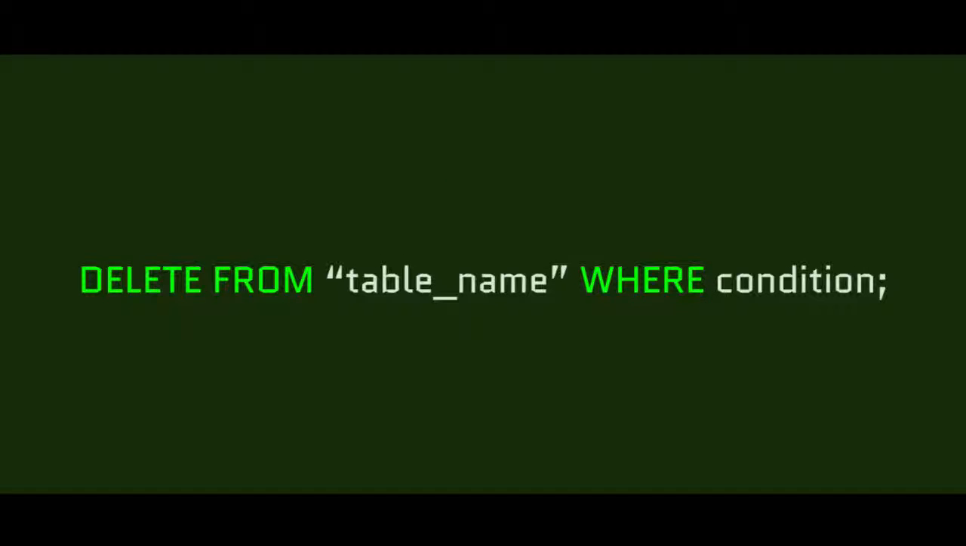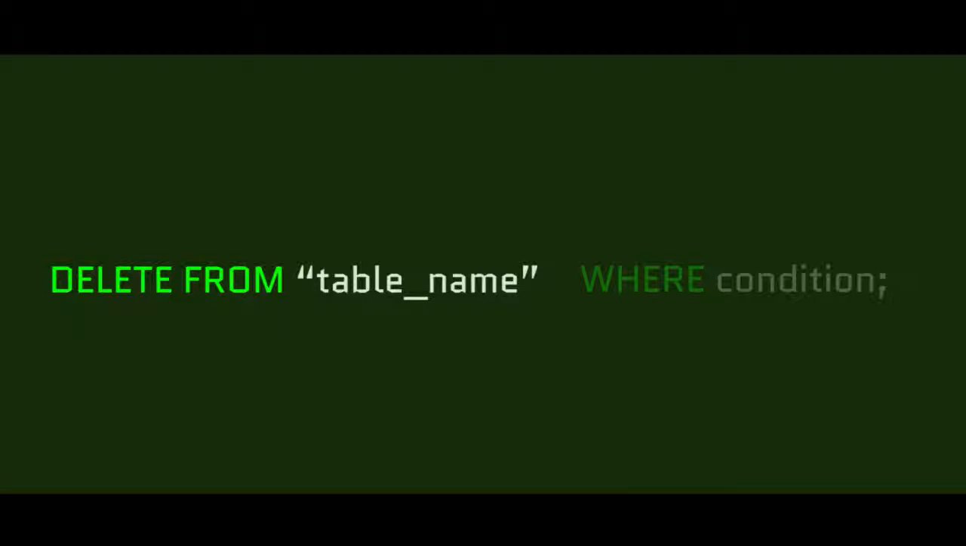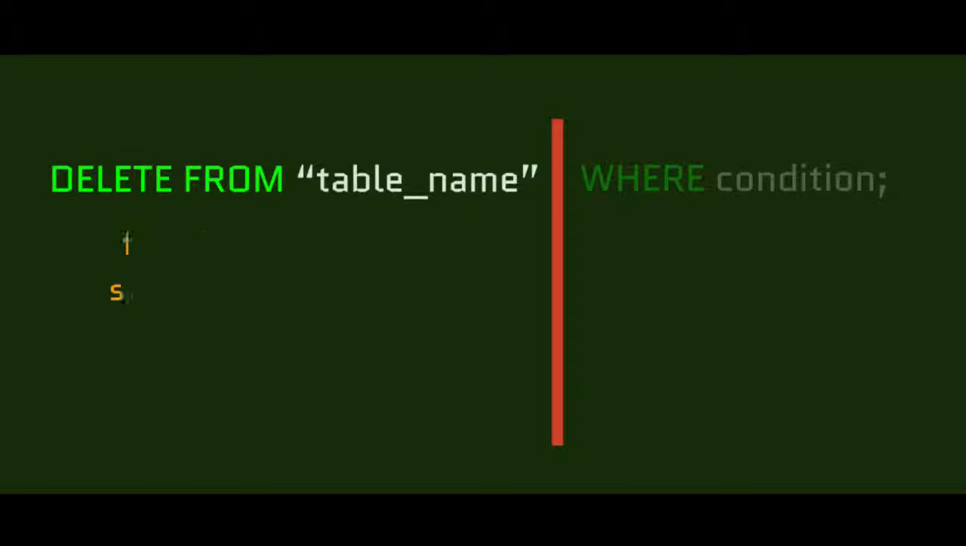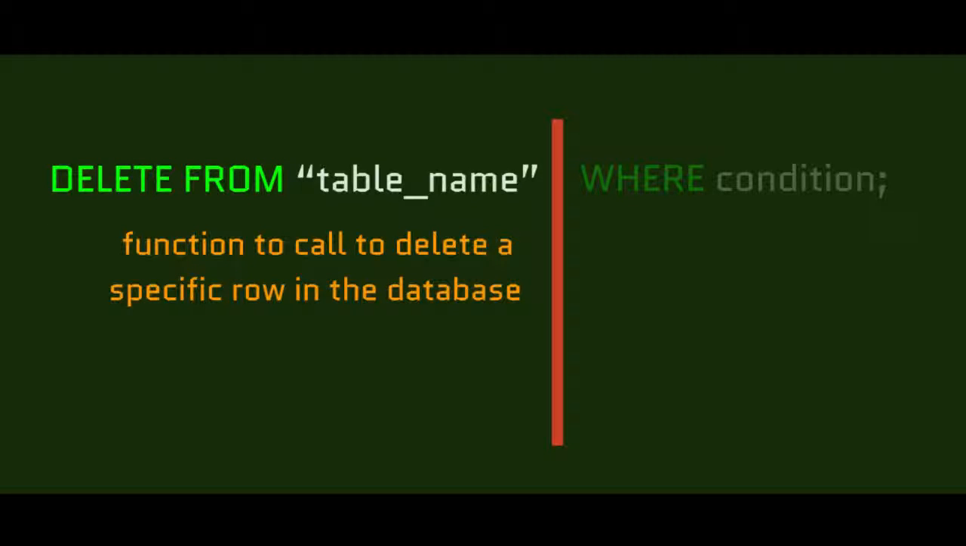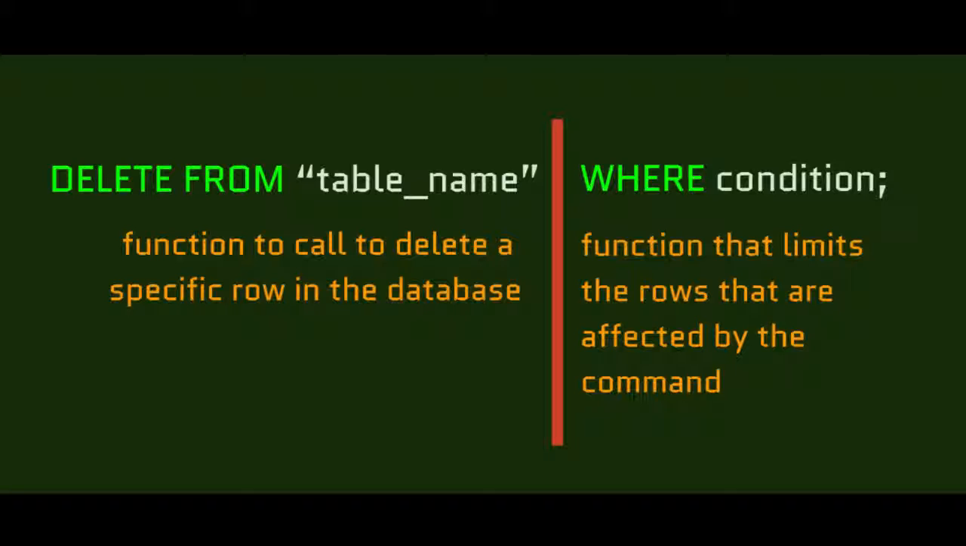Here's how to code it. Delete from table_name is the function to call to delete a specific row in the database. It's important to note that the where condition function limits the rows that are affected by the command. Without this function, all rows in the said database will be deleted.